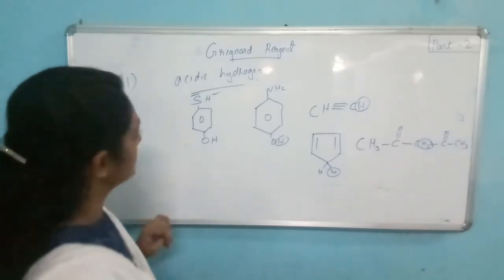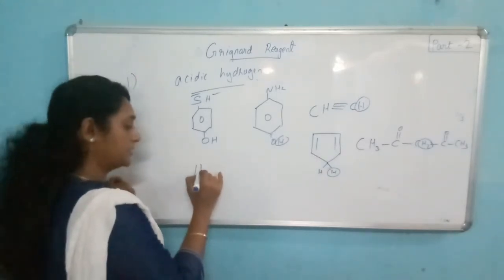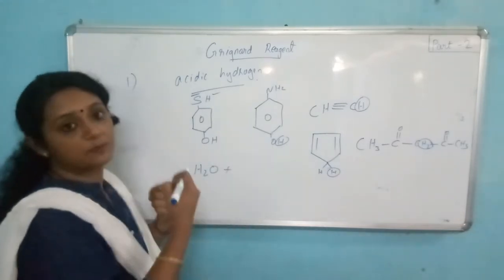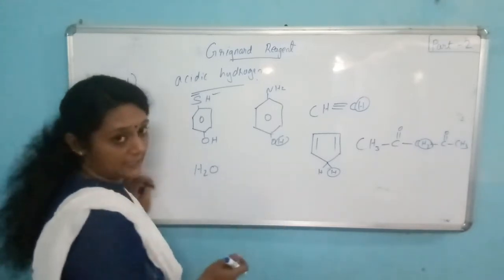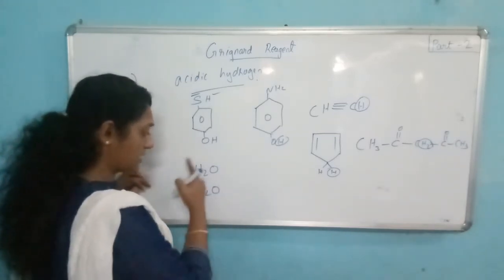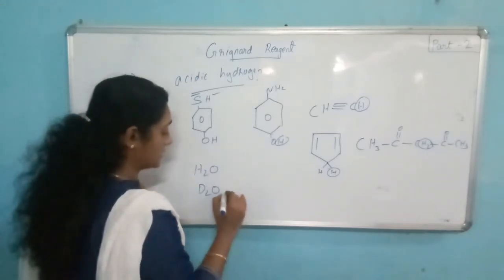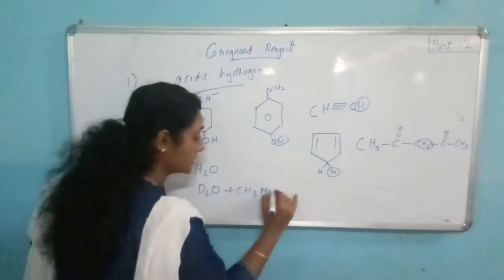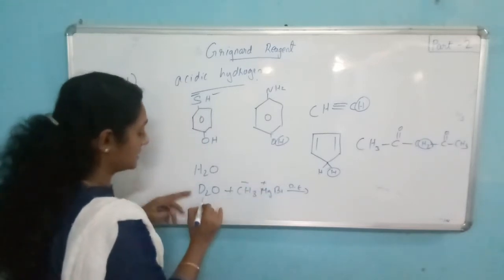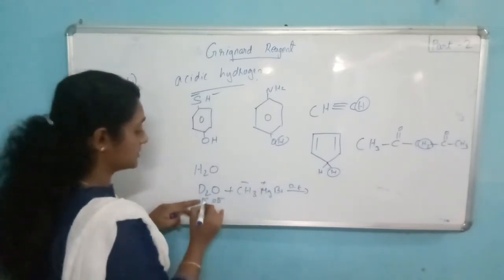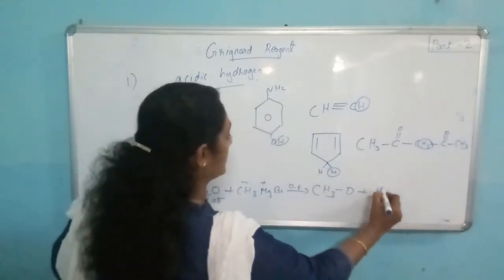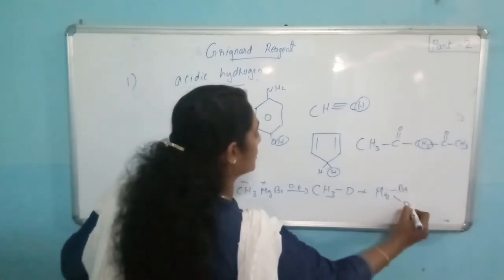And another example is water. Grignard reagent reacts with water. What will happen? H plus can be easily accepted and forms alkane. And D2O, deuterium oxide, the same reaction as that of water. When reacted with CH3MgBr in presence of dry ether, what will be the product? Mg plus CH3 minus. Here D plus and OD minus. The D plus is easily attracted by CH3 minus and forms CH3D plus MgBr and OD.